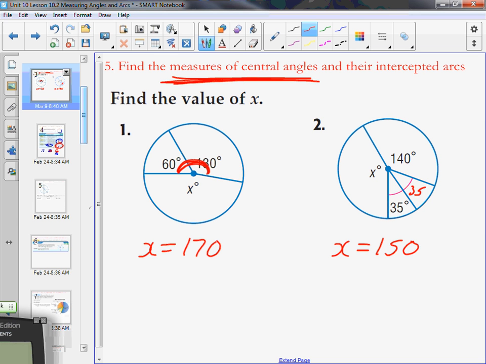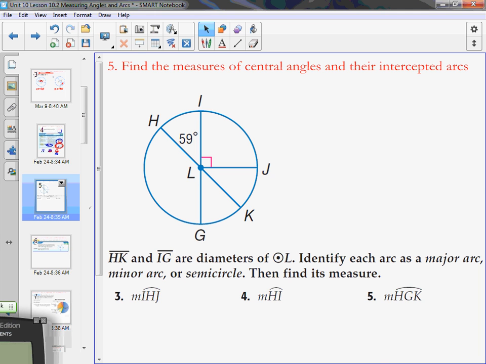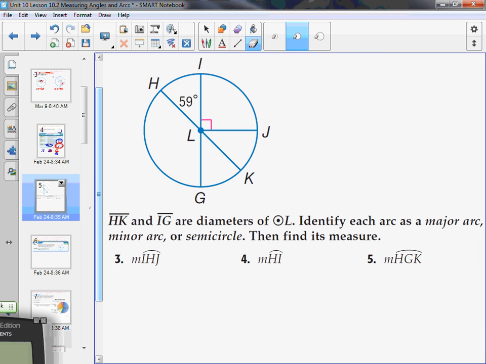Now, let's start working on the measures of the intercepted arcs. A lot of times I end up saying corresponding arc, and that's not 100% right. The central angle intercepts an arc. Look at the screen here. This central angle intercepts this arc. The measure of the central angle equals the measure of its intercepted arc. You'll hear me say that a million times. Don't forget it. So the measure of arc HI is 59 degrees.